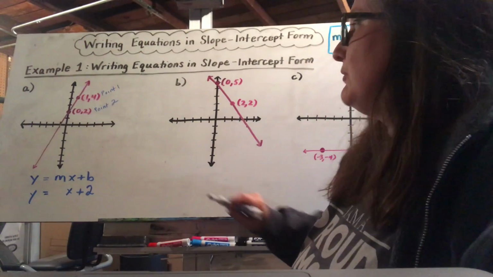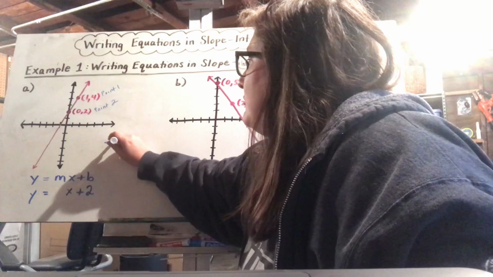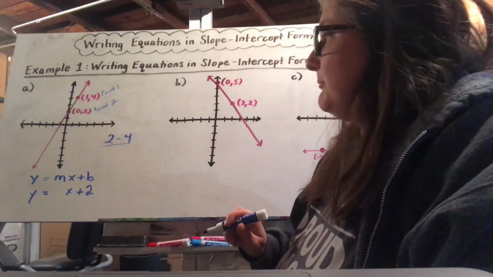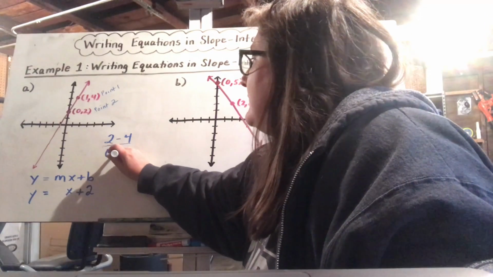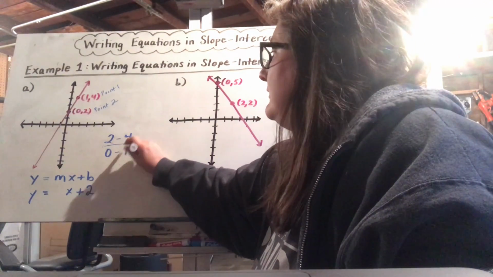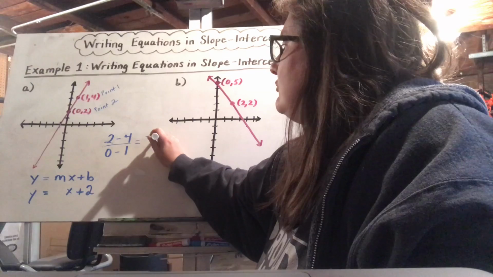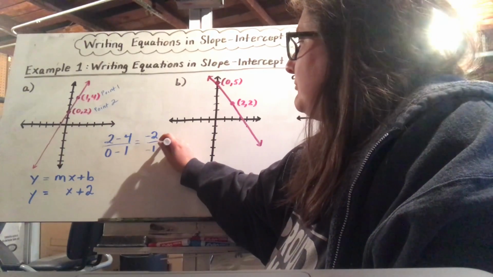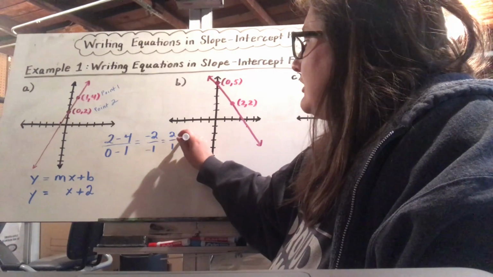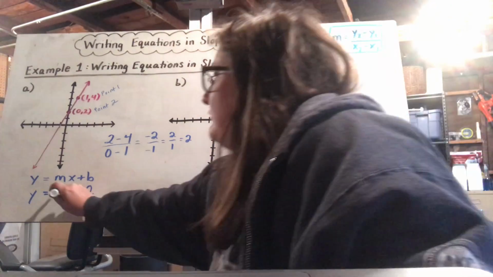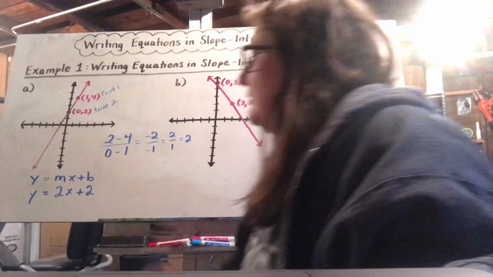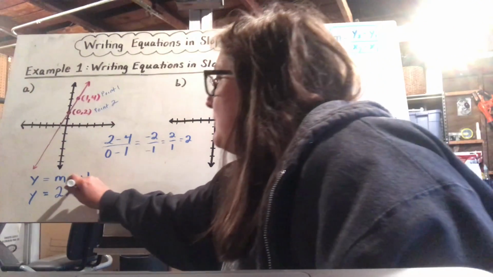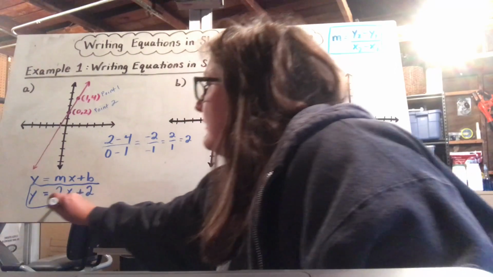So the y from point 2 is 2, minus the y from point 1, which is 4. The x from point 2 is 0, minus the x from point 1, which is 1. I get negative 2 over negative 1. 2 negatives will cancel each other out, so it'll just be 2 over 1, which I can just write as 2. So for slope here, I'm going to put 2. So the equation for this line would be y equals 2x plus 2.